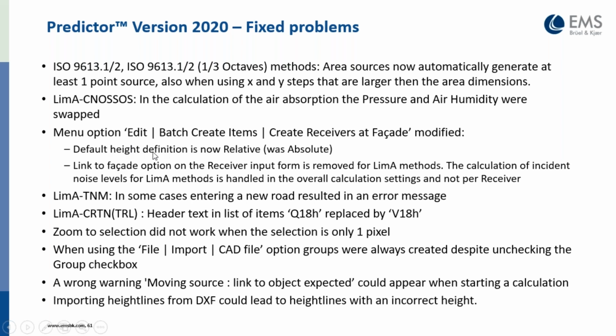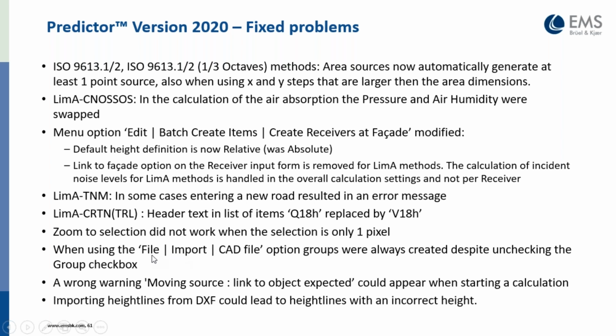We have now changed the default height definition of all the receivers that you can create around facades with this menu option from absolute to relative. That made much more sense. The TNM implementation made an error in some cases when you entered a road. There was a header textual change. The zoom to selection did not work when the selection was only 1 pixel.